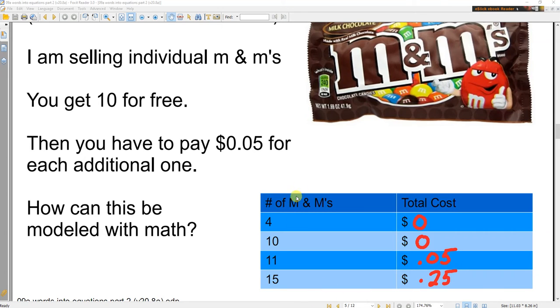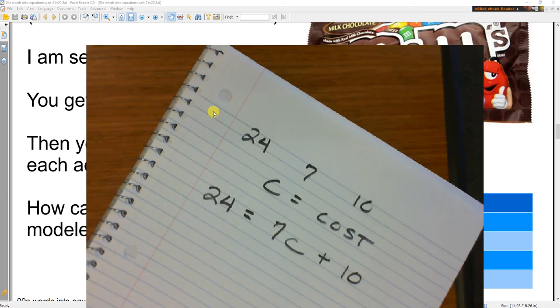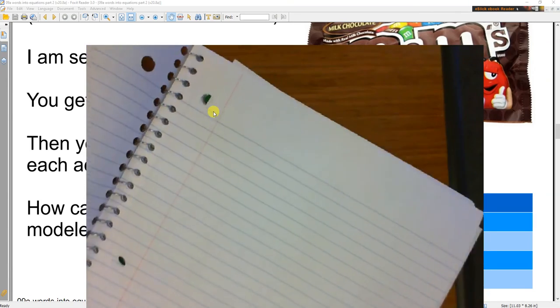So how do we model this situation? That's what we're about to do. Let's get into our notes. And this is Words into Equations Part 2. So start with your name.